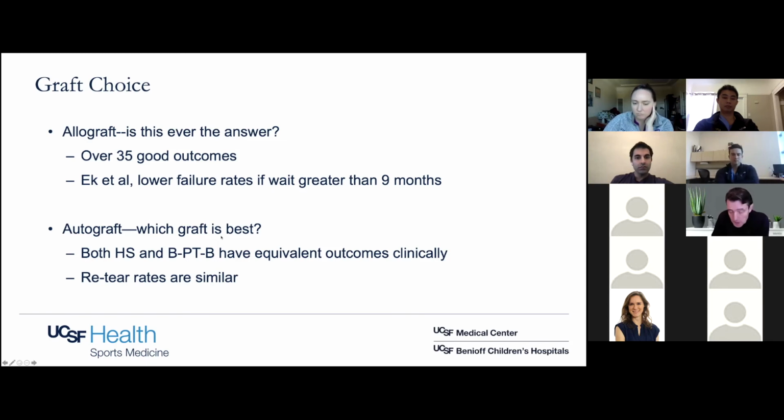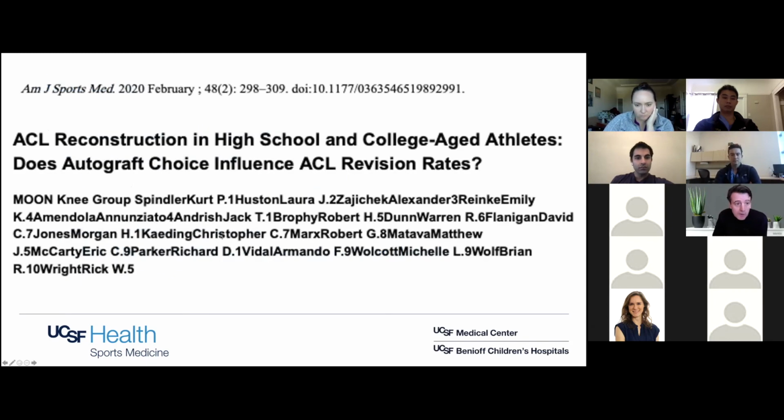Re-tear rates are similar. However, what we are finding, and this is a recent study out of the Moon Group, is that we are seeing higher rates of revision in autografts done with hamstrings versus BTB. Their number is 2.1 times the incidence. Now they're looking at a specific population group, younger, more active, contact sports, things like that.